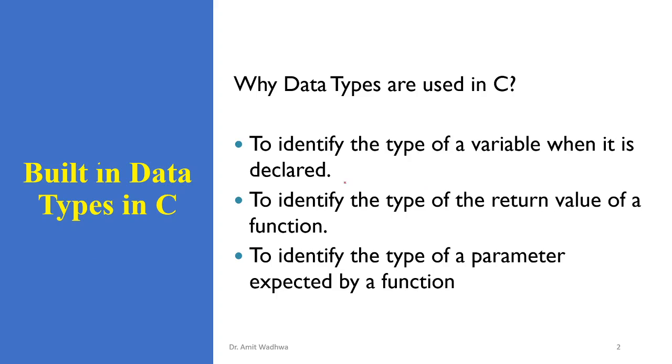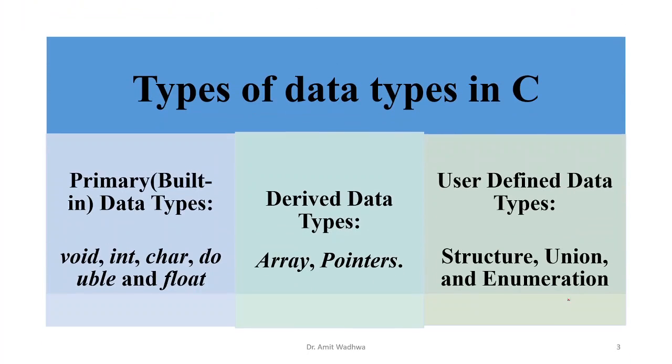So why data types are used is basically due to these reasons. First of the reason is to identify the type of the variable, which type of variable we are declaring and using in the program. Then we also work with the type of the return value of a function. So we need to identify the return value of a function, as well as the function can take an argument or parameter. In order to identify its type, the data types are being used in C programming.